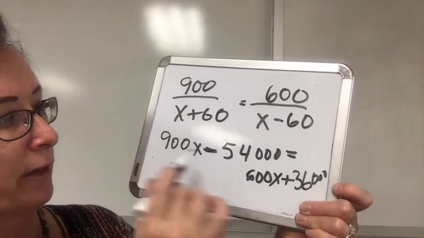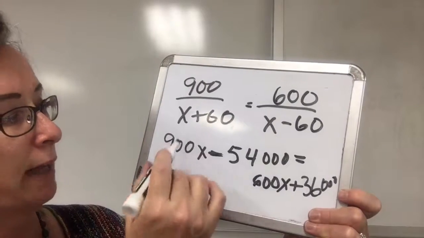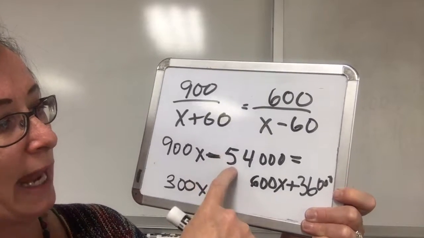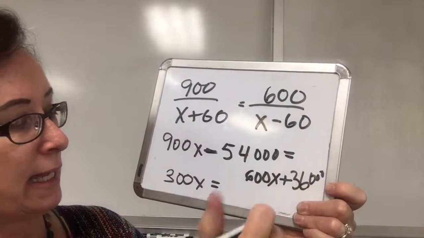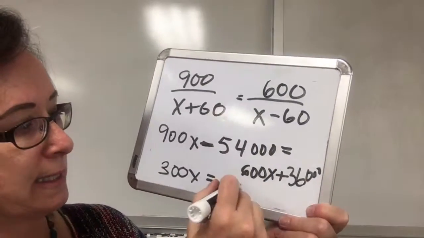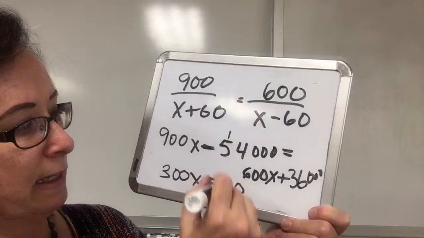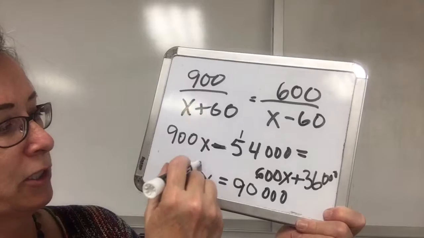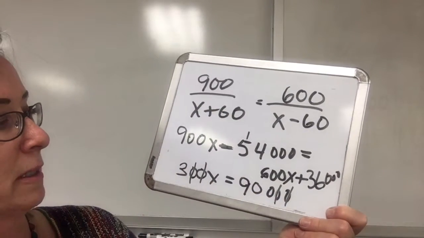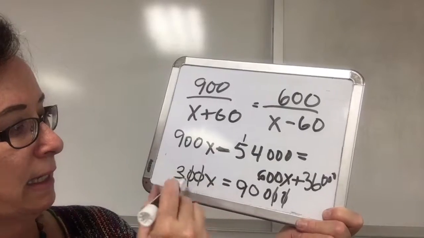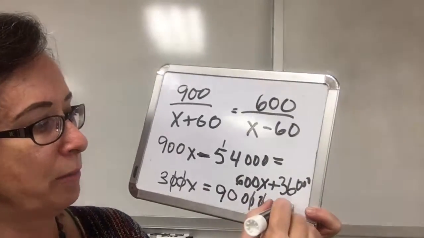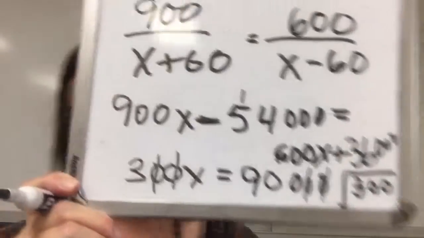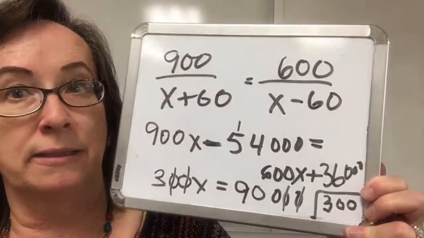So I've got a 900x, and on the other side I got a 600x. So when I subtract the 600x, I'll get a 300x on this side. All right, so I'm going to add 54,000 to both sides, and I get 90000 on the other side. First of all, let's just cancel out our zeros because we got too many of those. And then I get x is 900 divided by 3, or 300 miles an hour. And let me check the answer. The answer is the plane is going 300 miles an hour.